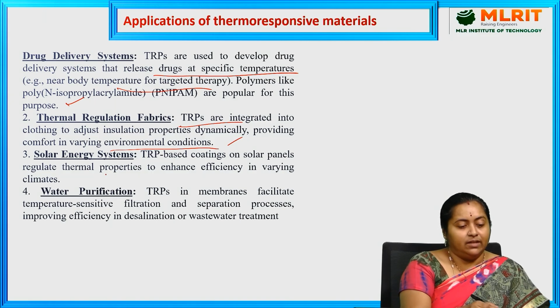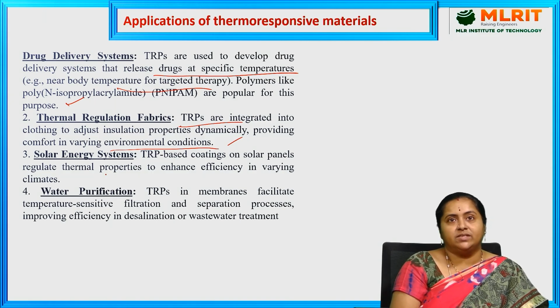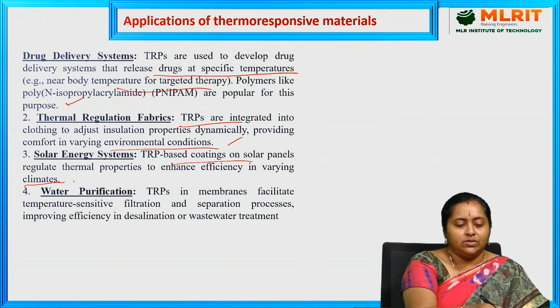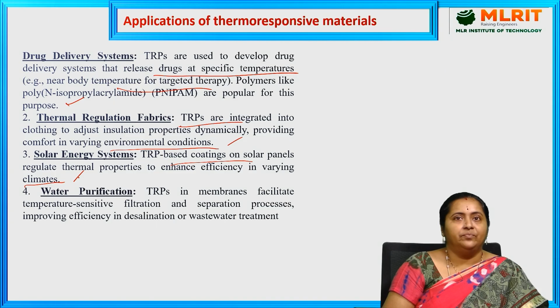It also has applications in solar energy systems, where thermoresponsive polymers are used as coatings on solar panels, which are able to regulate the thermal properties to enhance the efficiency in varying climates. So even on solar panels we can coat these thermoresponsive polymers, so that it is able to enhance the efficiency based on various weather conditions.